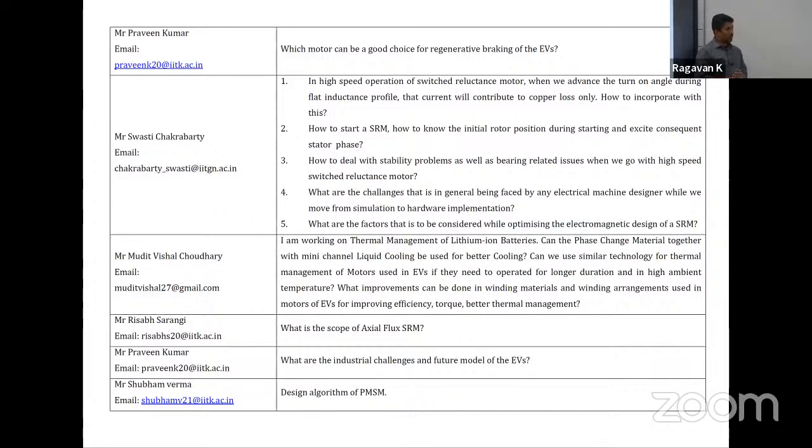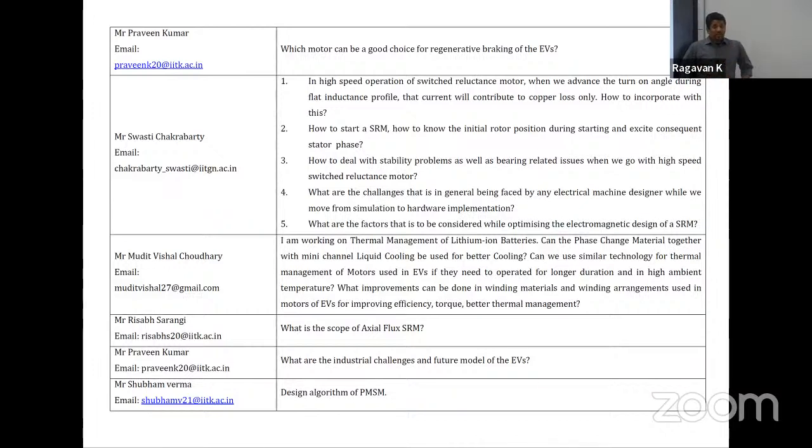Yes, sir. Whenever we go to hardware implementation, it will create a lot of issues. Because during that period, as inductance slope is 0, obviously no power will be produced, so it will also contribute to losses.